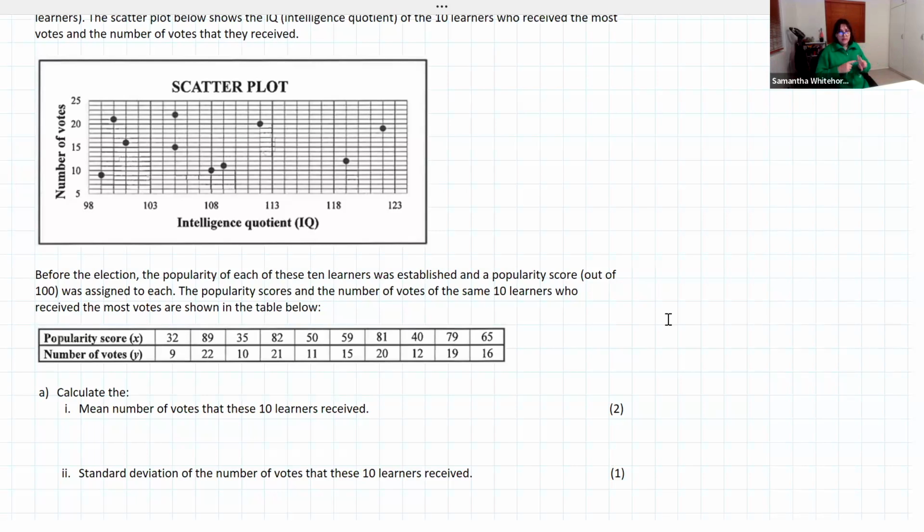However, you know that you are likely going to be asked correlation coefficient, least squares regression line, all of those things. So my advice is just put your data into your calculator straight off the bat.